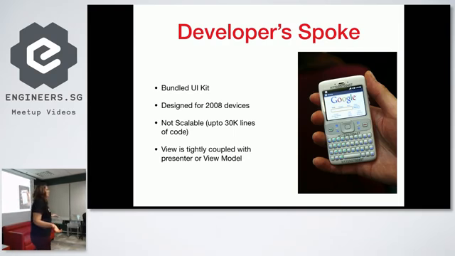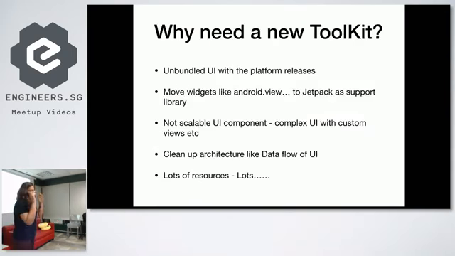The UI kit was designed for 2008 devices, which we have already realized. It's totally not scalable. The classes that exist right now are in Java. They have close to 30,000 lines of code, which I think all of us know is not a scalable product. And everything is tightly coupled. If you know about MVP, MVVM, you would know. These are the design patterns that we use. So why did we need a new toolkit? I'm not saying that what I'm going to talk about is the optimum toolkit. We're going to come back to that. But we do need a new toolkit for Android.